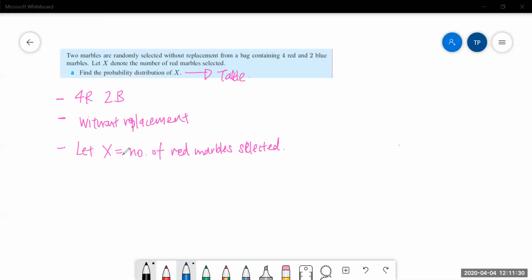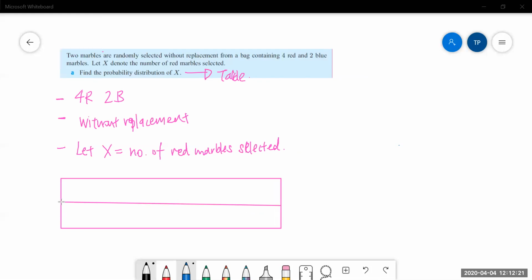Understand? So over here, they say, let X be the number of red marbles selected. We have 4 red and we have 2 blue. So we are trying to select the number of red marbles selected out of... Okay, actually not out of. We want to select 2 marbles. We have 4 red and 2 blue. So what are the different ways that we can select the red marbles out of 2, 4? In total, we are only going to select two marbles. So what are the different values of X? Let X denote the number of red marbles selected.